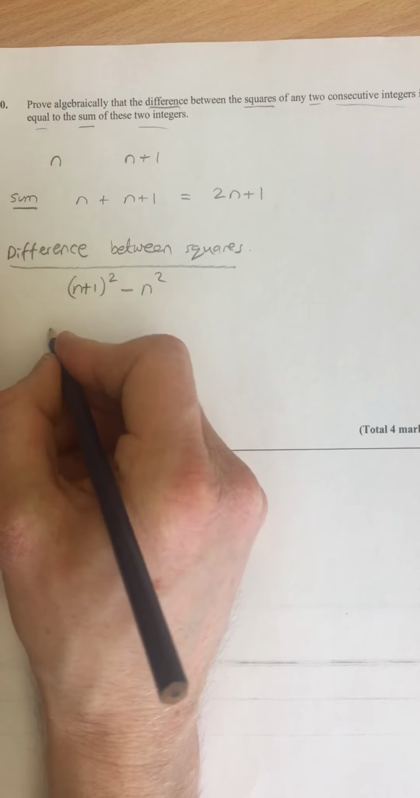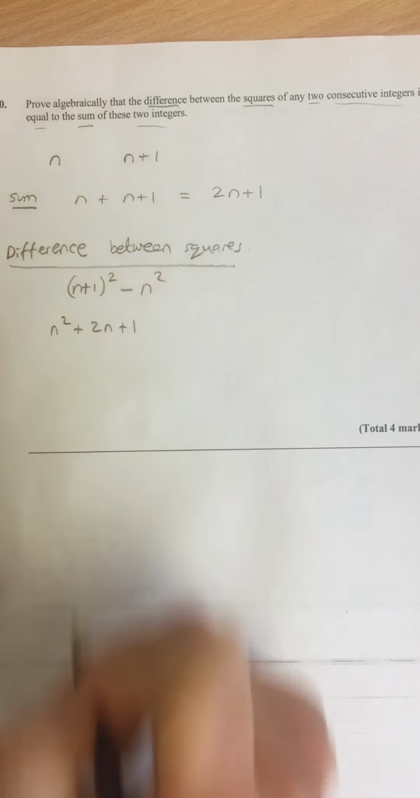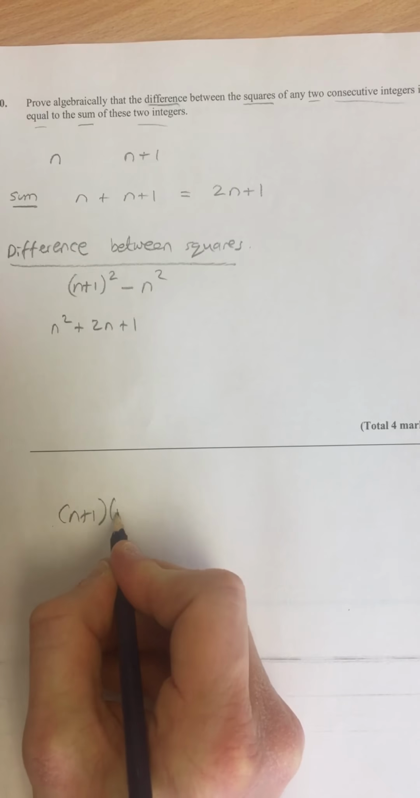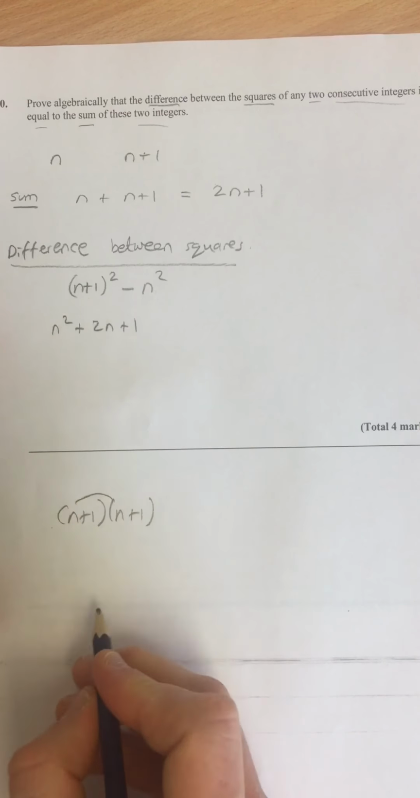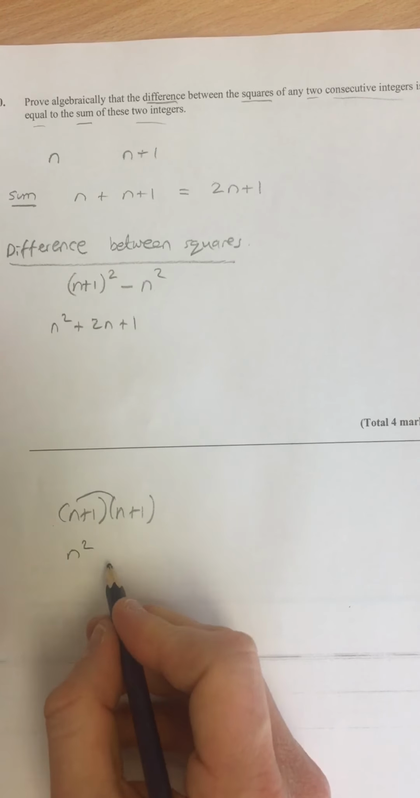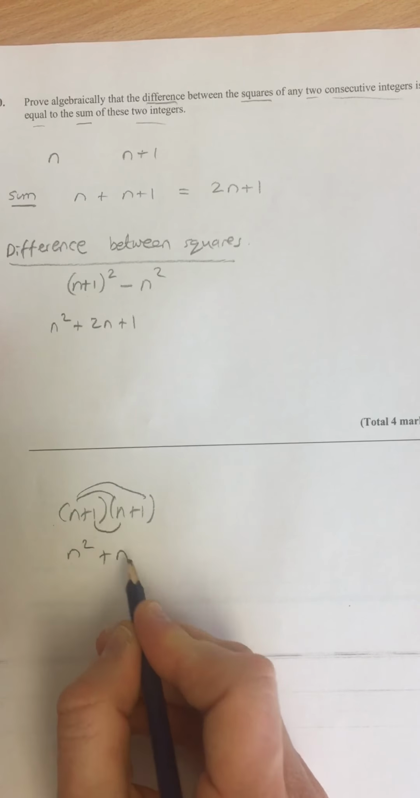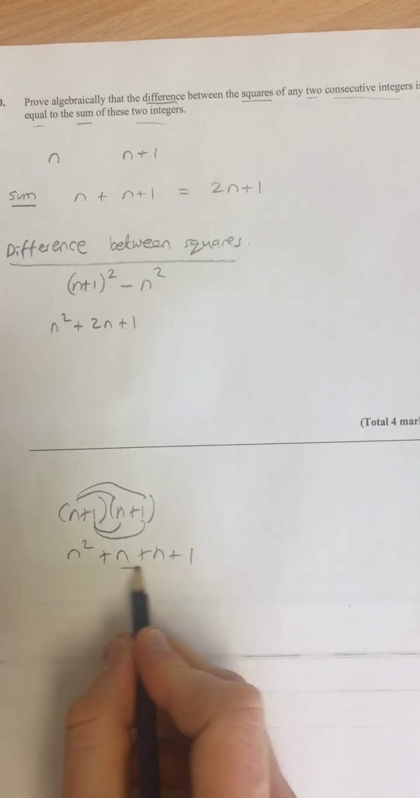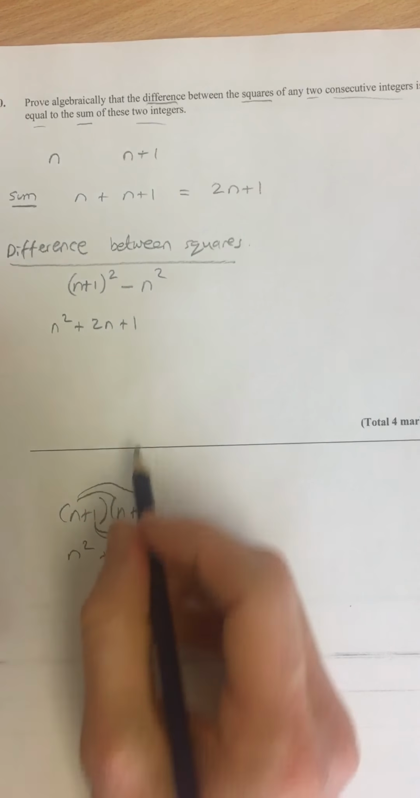If I expand this out, I get n squared plus 2n plus 1. If you weren't sure where that came from, you can just write n plus 1 times n plus 1. The n times n gives n squared. Then the n times the 1 gives n. The 1 times the n gives n. The 1 times the 1 gives 1. And then that gives the 2n. So that's where that came from.